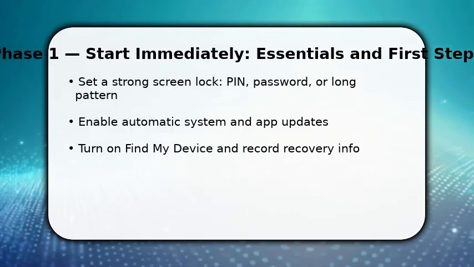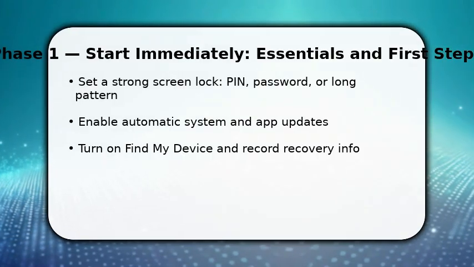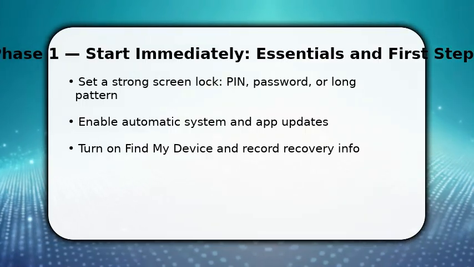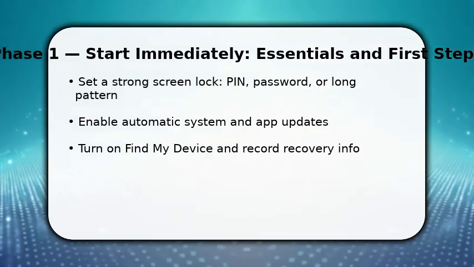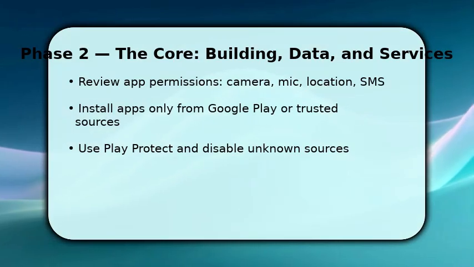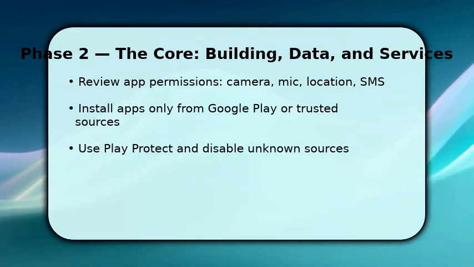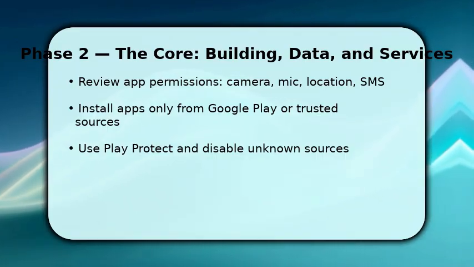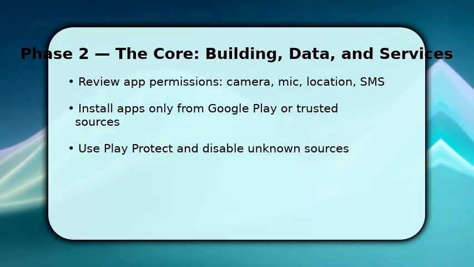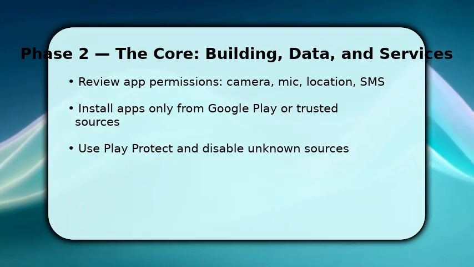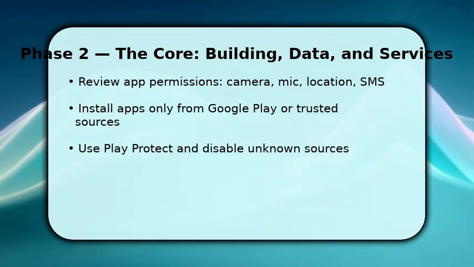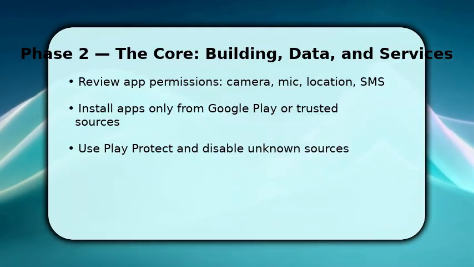Make sure to register a recovery email or phone number and check that biometric unlock is optional, not the only fallback. Once updates run, harden what apps can do. Open settings and audit permissions for camera, mic, location, and SMS. Revoke anything unnecessary. Then, uninstall apps you don't use and reinstall only from Google Play or another trusted store.